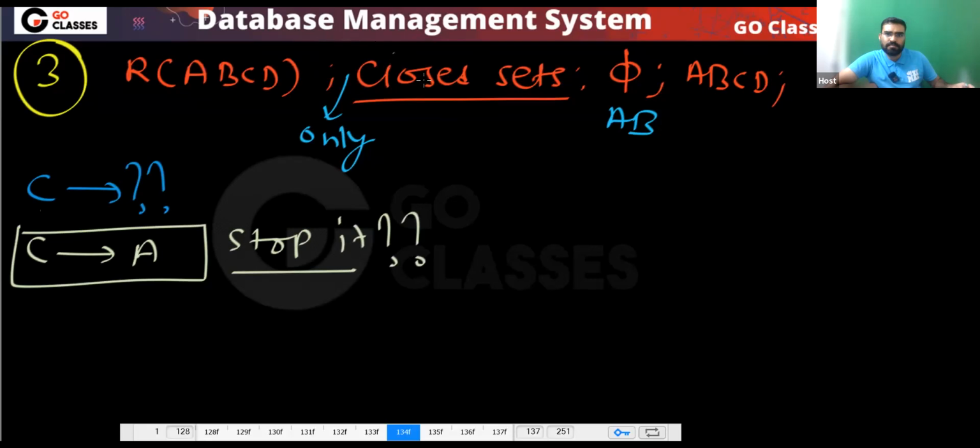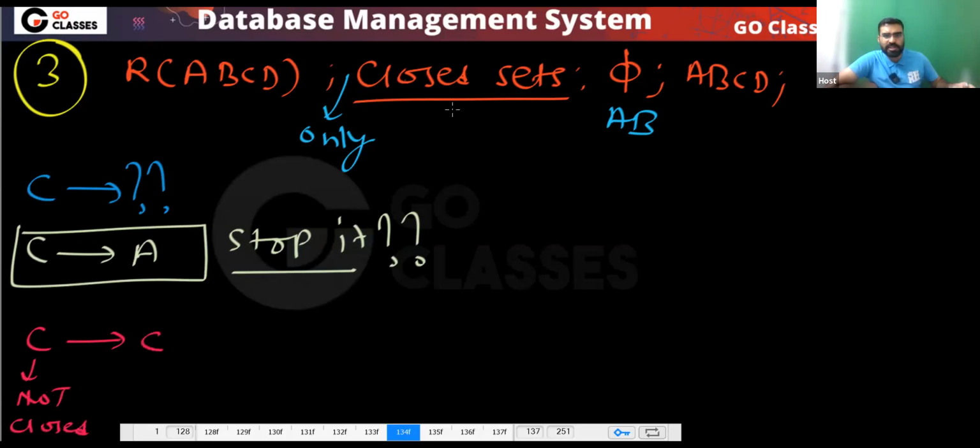Can you stop this? You cannot stop this. Let's try to stop this. Remember, C is not closed, right? So because C is not closed, C will bring something new.